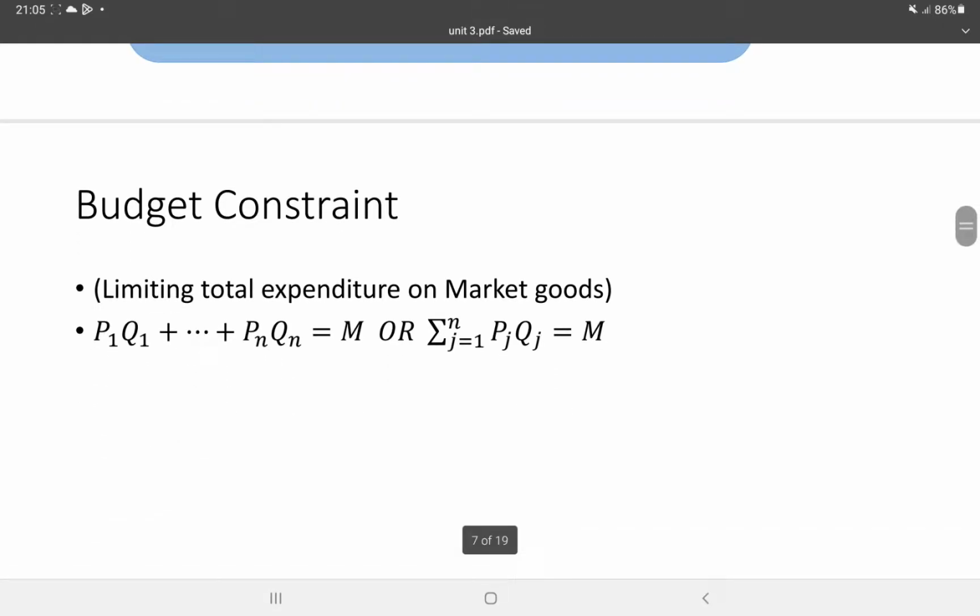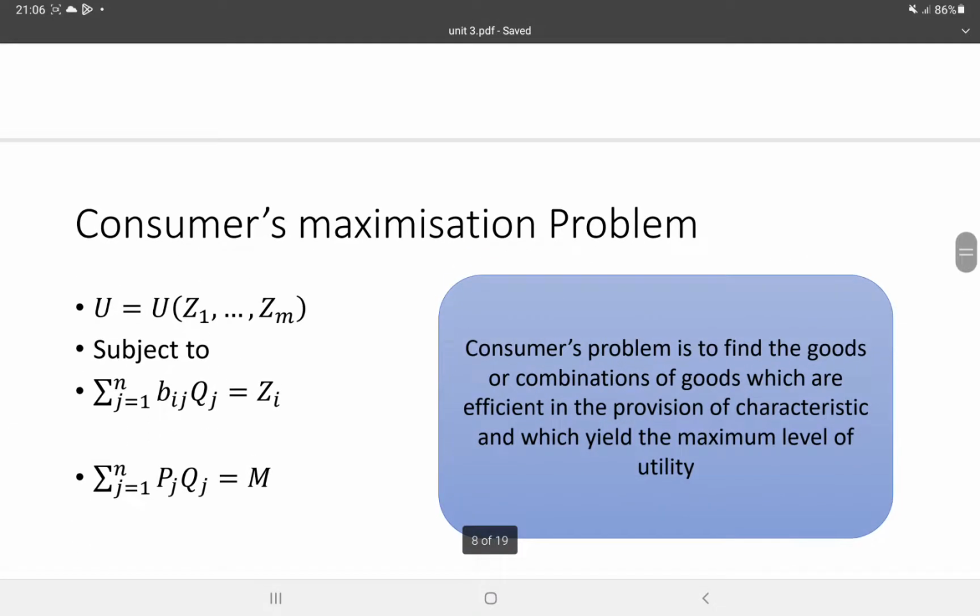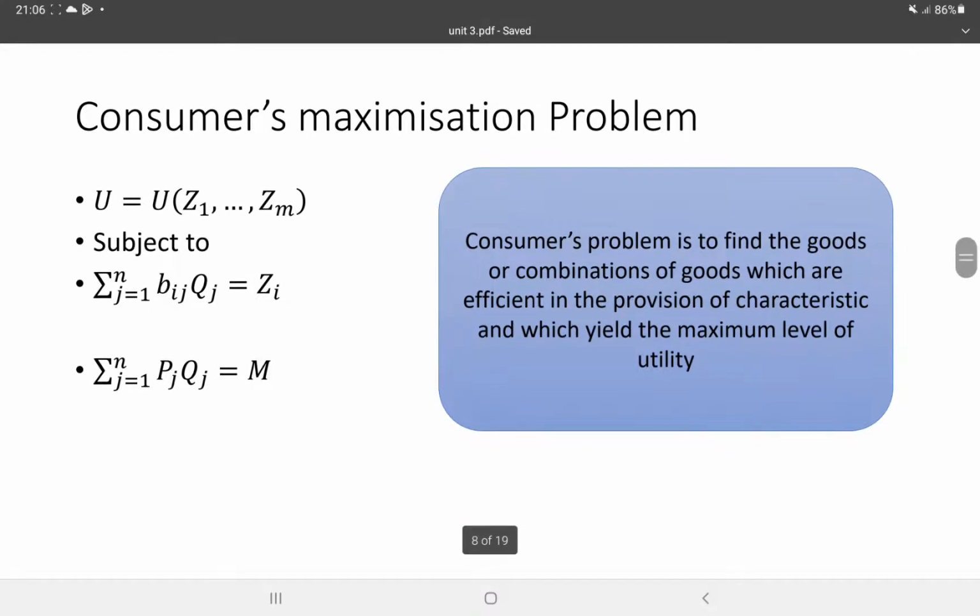So what about the budget constraint now under this particular model? The limiting total expenditure of the market goods is basically income. So consumer is able to maximize the problem. So consumer's problem is to find the goods or the combination of the goods which are efficient in the provision of the attributes or characteristics and which yield the maximum level of utility.